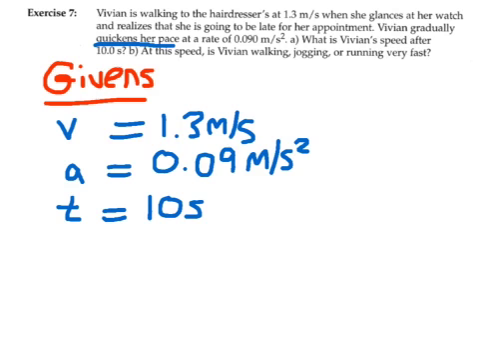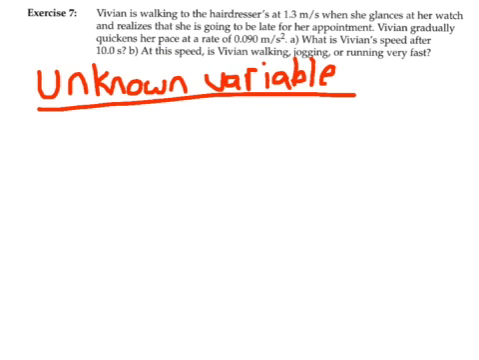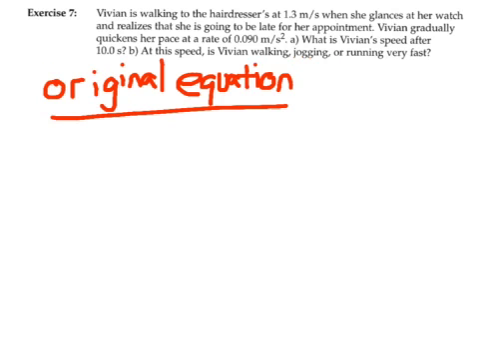Now I asked about the speed. Which one is it? That is actually the initial speed, v0, because the problem says, what is Vivian's speed after a certain amount of time? What we're looking for is the speed after a certain amount of time, so this is the final speed.